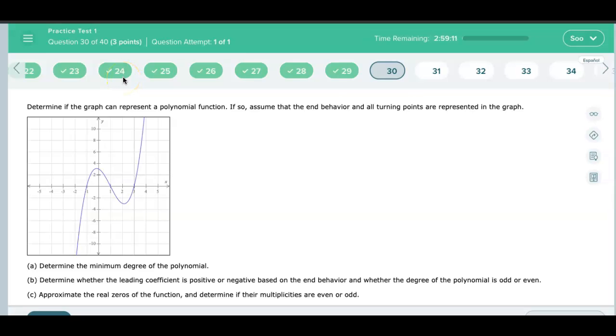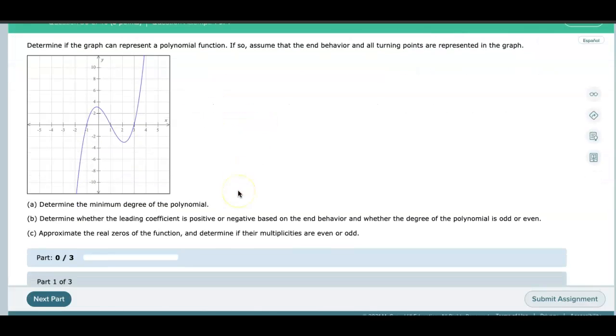Okay, last one for the day. Determine if the graph can represent a polynomial function. Oh, sorry. This is question number 30. Now this one is a 3-point problem. So let's try this. Determine the minimum degree.